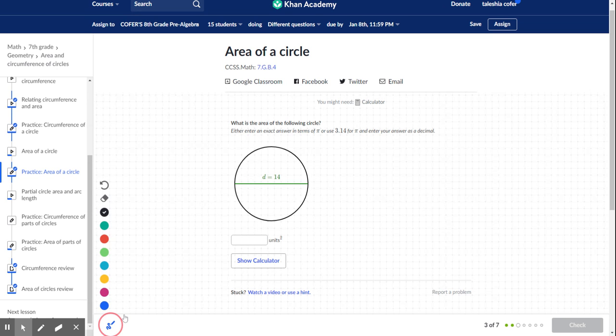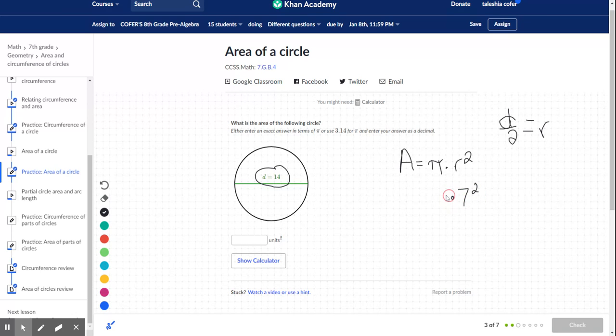On this one, they want to know what is the area of the following circle. And this time they give us the diameter. See right here it says the diameter is 14. Our equation that we have, A equals pi times r squared, asks us for the radius. But luckily, we learned the other day that my diameter divided by 2 will give me my radius. If my diameter is 14 and I divide 14 by 2, I'm going to get 7 for my radius. So my radius is 7.